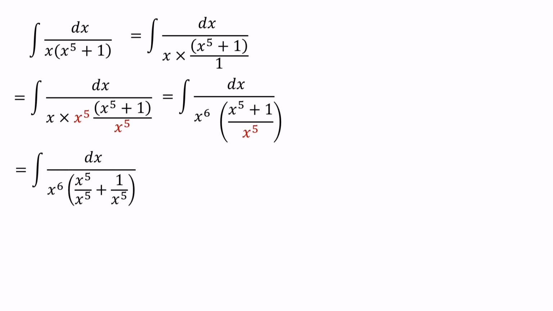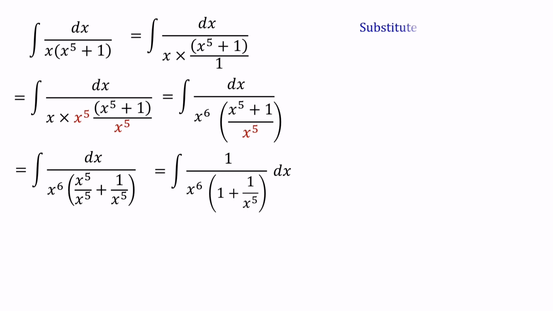integral 1 over x to the power of 6 within bracket 1 plus 1 over x to the power of 5. Now we can give a substitution. We can substitute 1 plus 1 over x to the power of 5 as t. So t equals 1 plus x to the power of minus 5.